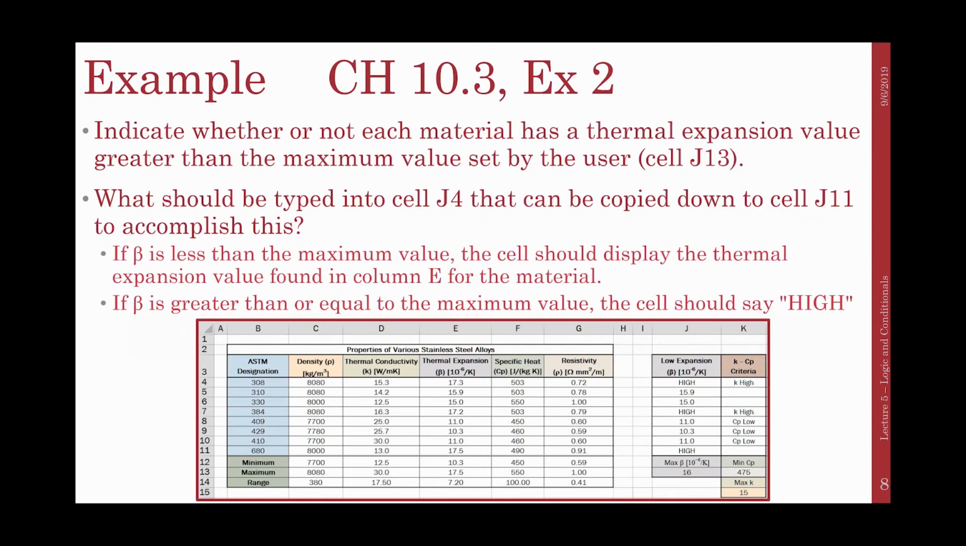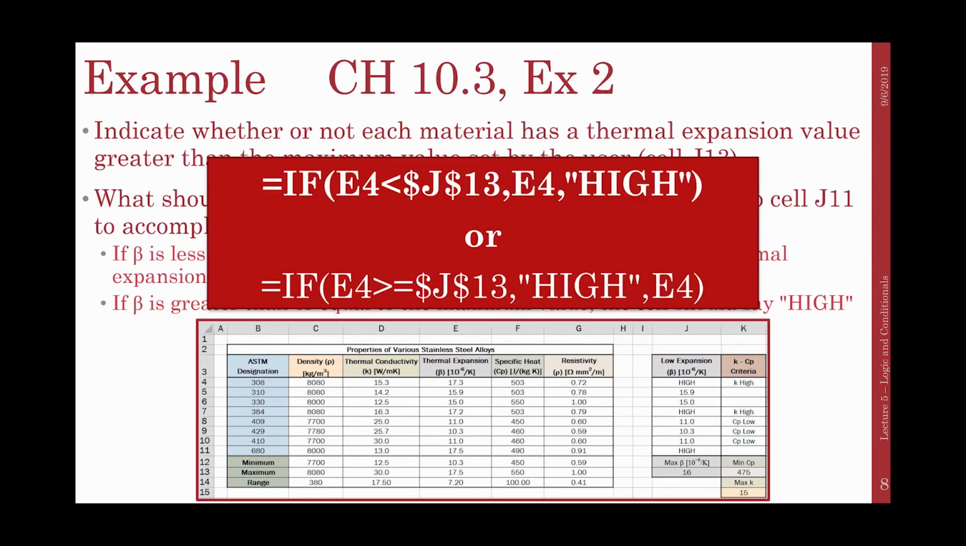So how are we going to implement this? Well, there's two different ways of doing it. Again, it depends on how you look at your logic. First way is if we say if our value is less than the maximum, which is always in cell J13. If it is less, display the value in the corresponding row, in this case in E4 if I'm typing into E4. If not, display the word high.